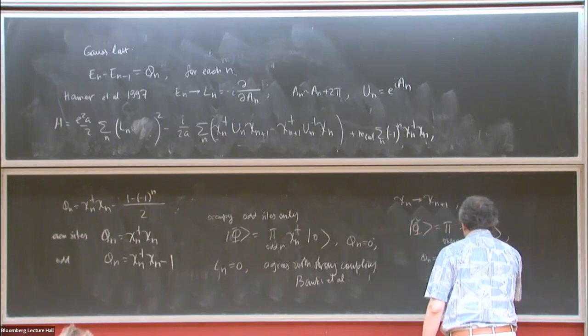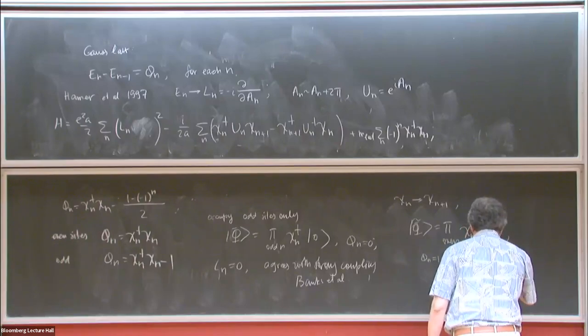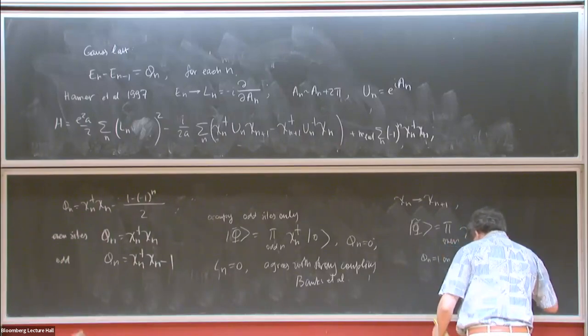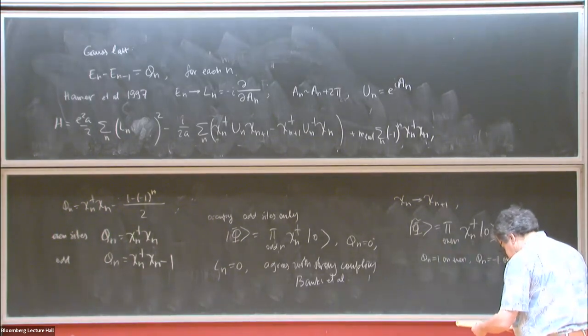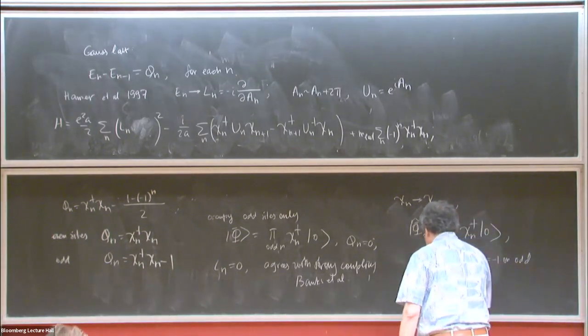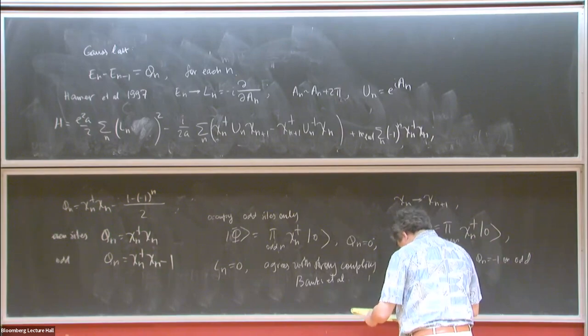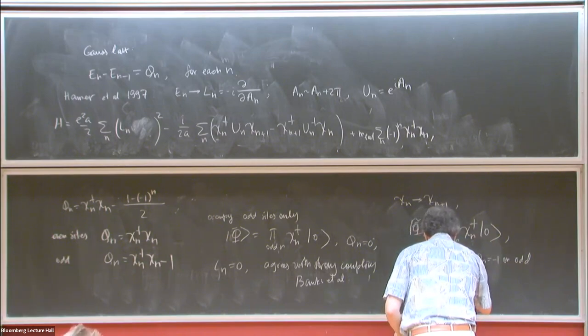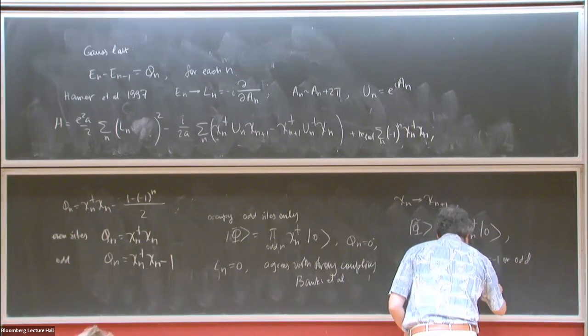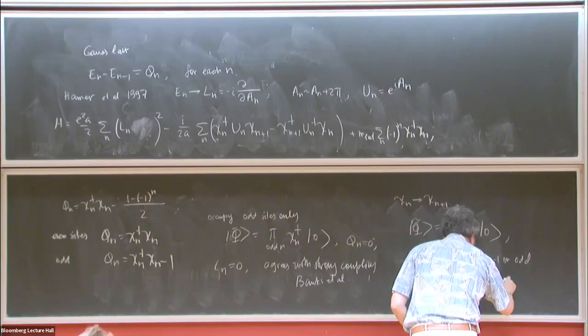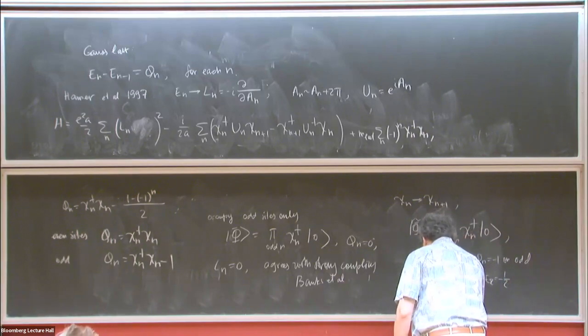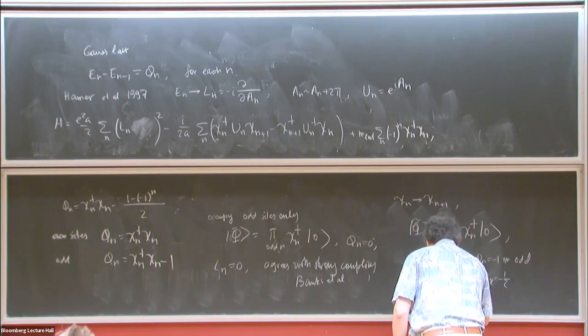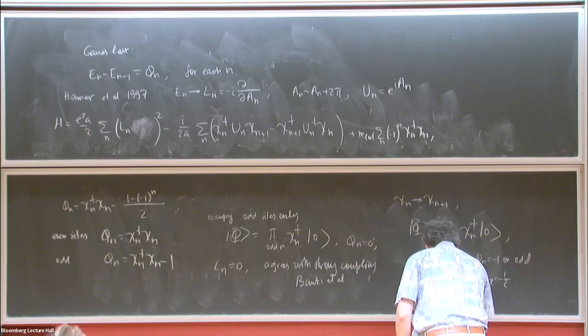And Qn is equal to minus one on odd sites. And then the solution of the Gauss law constraint will be basically something like E0 is equal to minus one half, E1 is equal to plus one half, E2 is equal to minus one half. This kind of checkerboard structure where you get minus one half here, plus one half here, and so on.